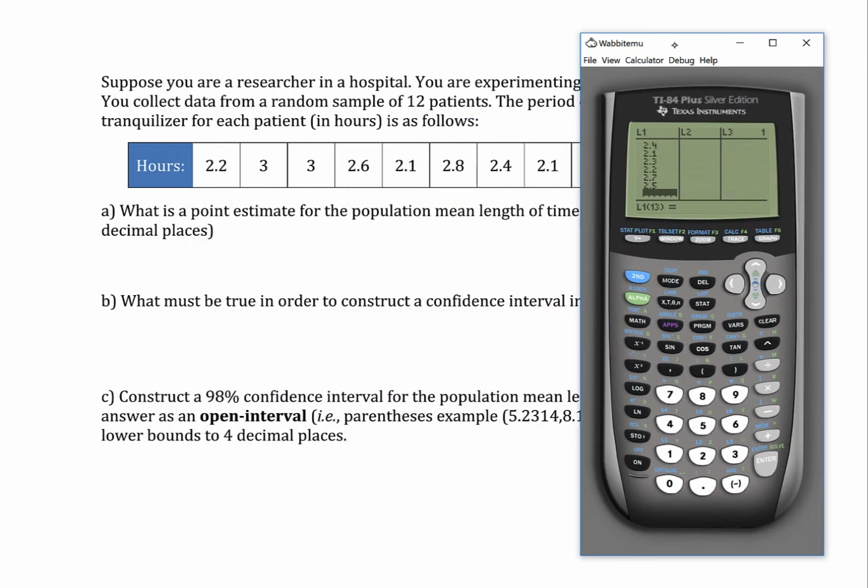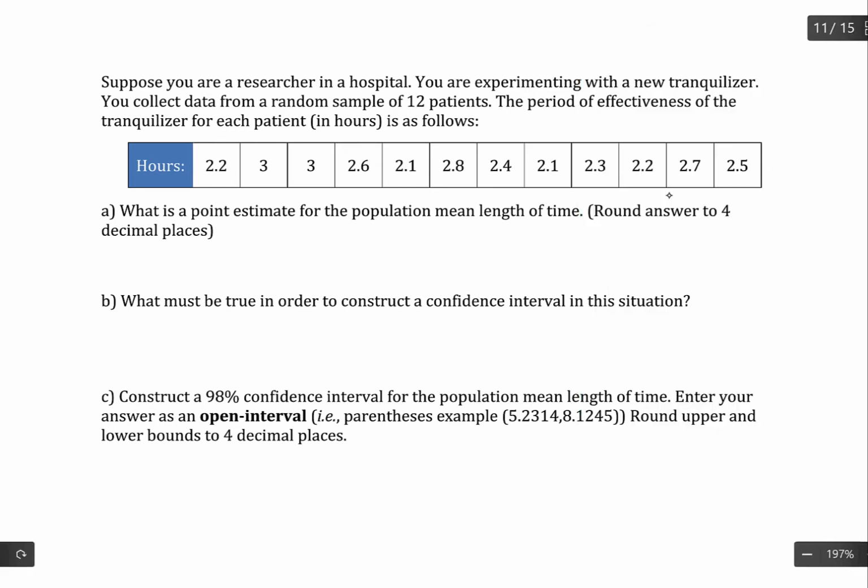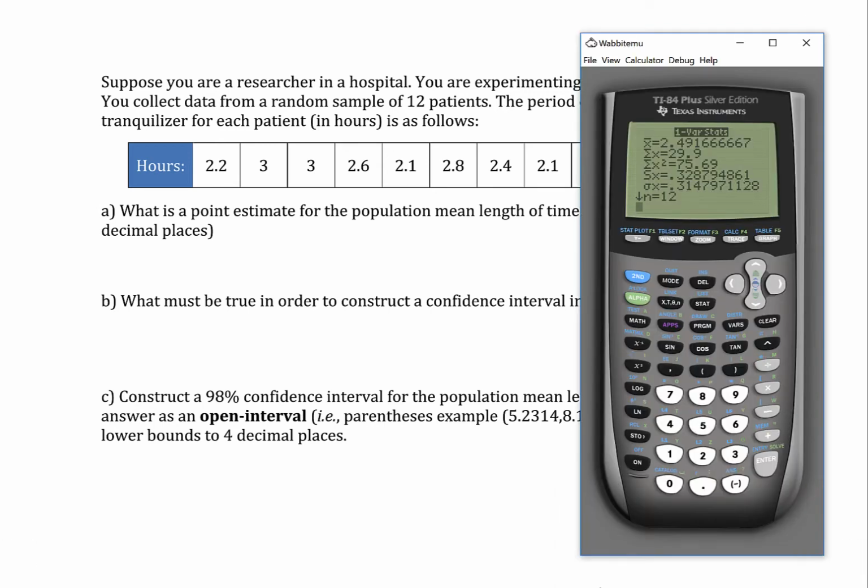Okay, so data is in. Now to get the point estimate, which is just the sample mean, I can use the one-var stats. So stat, slide over to calc, one-var stats. The list here is the data in L1, and the frequency list I'll leave blank because I don't have any frequencies. If you didn't see this menu, that's okay. Just type second and 1 at this point and press enter. And you'll get the same results. So 2.49. I'll take it to, oh, it's at 4 decimals. All right, so 2.4917.